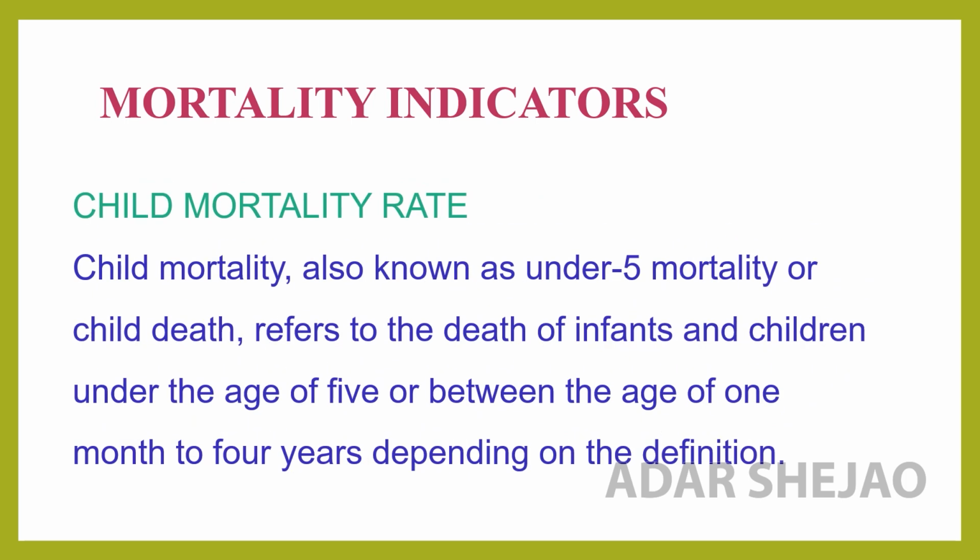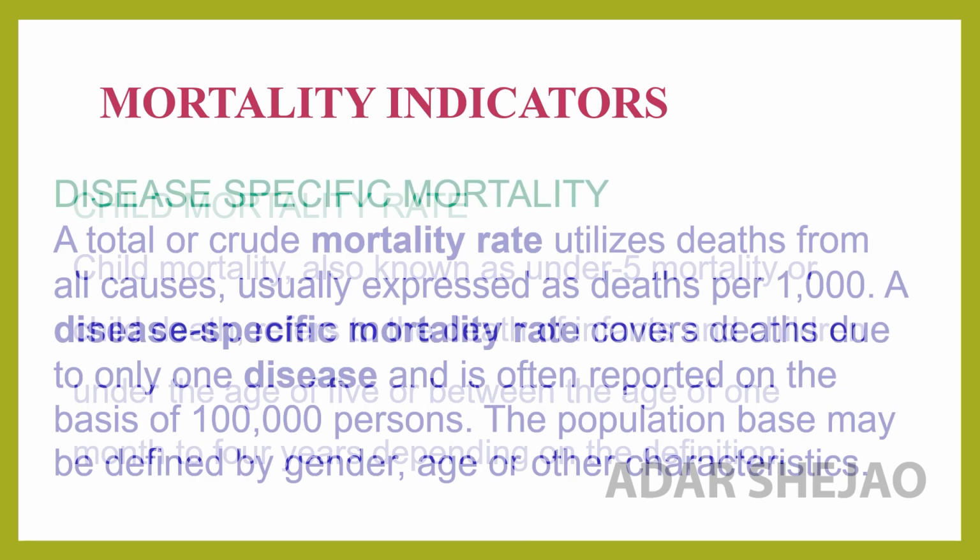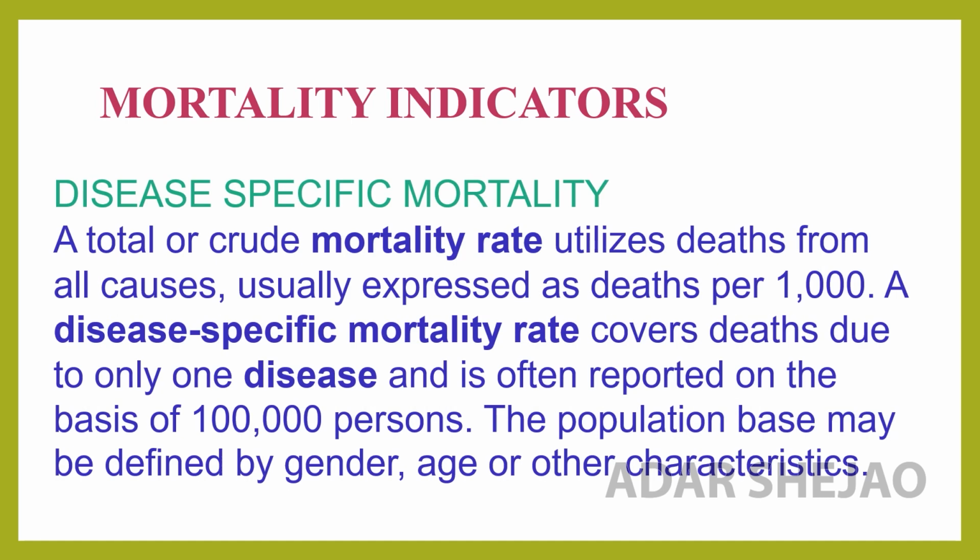Child mortality rate. Child mortality, also known as under 5 mortality or child death, refers to the death of infants and children under the age of 5 or between the age of 1 month to 4 years depending on the definition. Disease-specific mortality. A total or crude mortality rate utilizes deaths from all causes, usually expressed as deaths per 1,000.